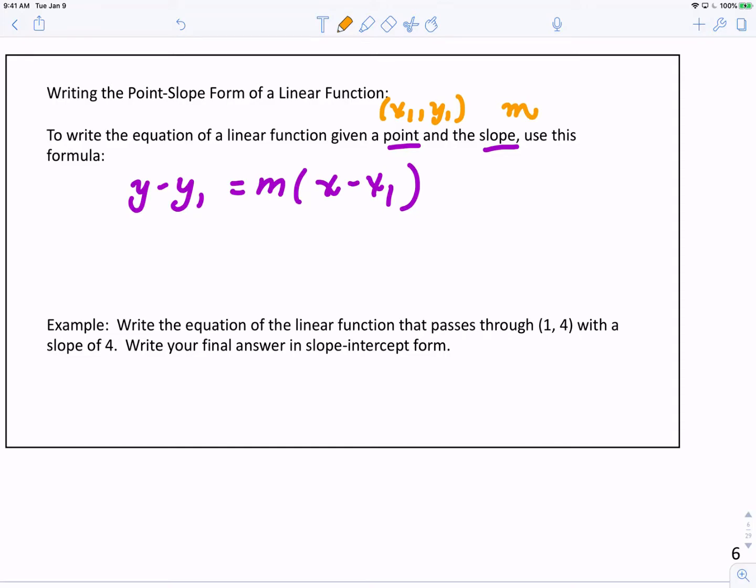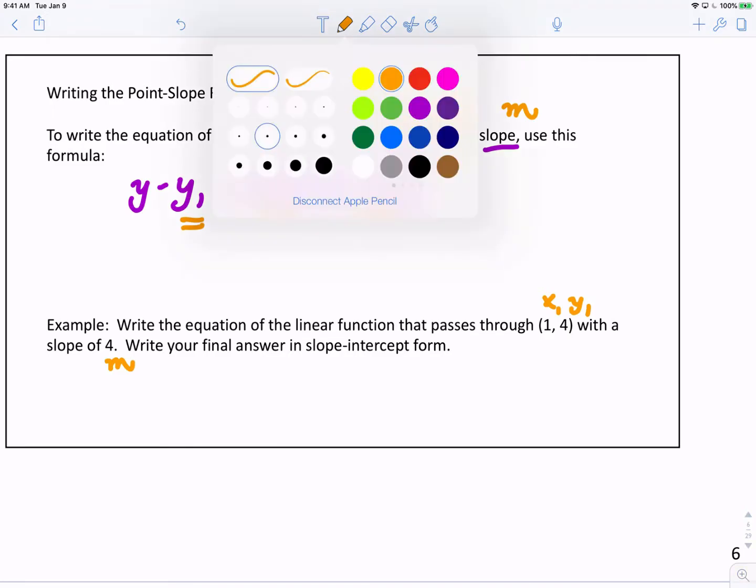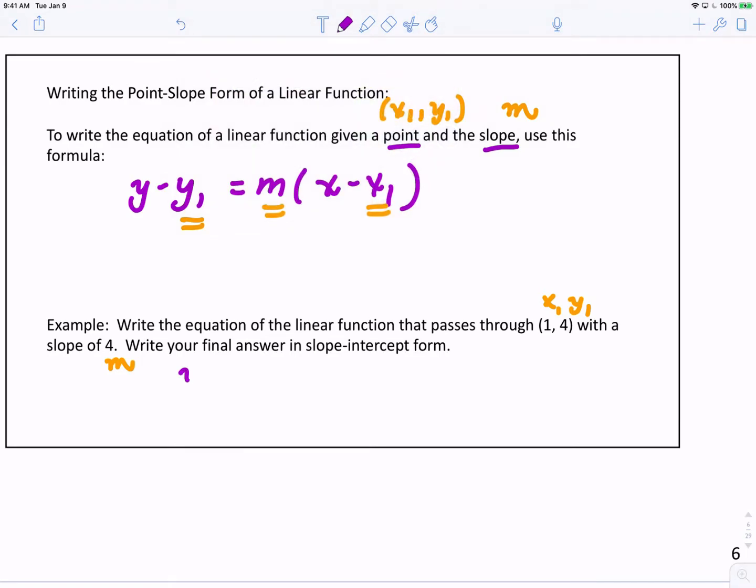So here's an example. Write the equation of the linear function that passes through (1, 4) with a slope of 4. Write your final answer in slope-intercept form. Okay, so here's x1, here's y1, and here's m. And we're just going to put these numbers into the point-slope formula. If we do that, we're going to get y minus 4 is equal to 4 times x minus 1.